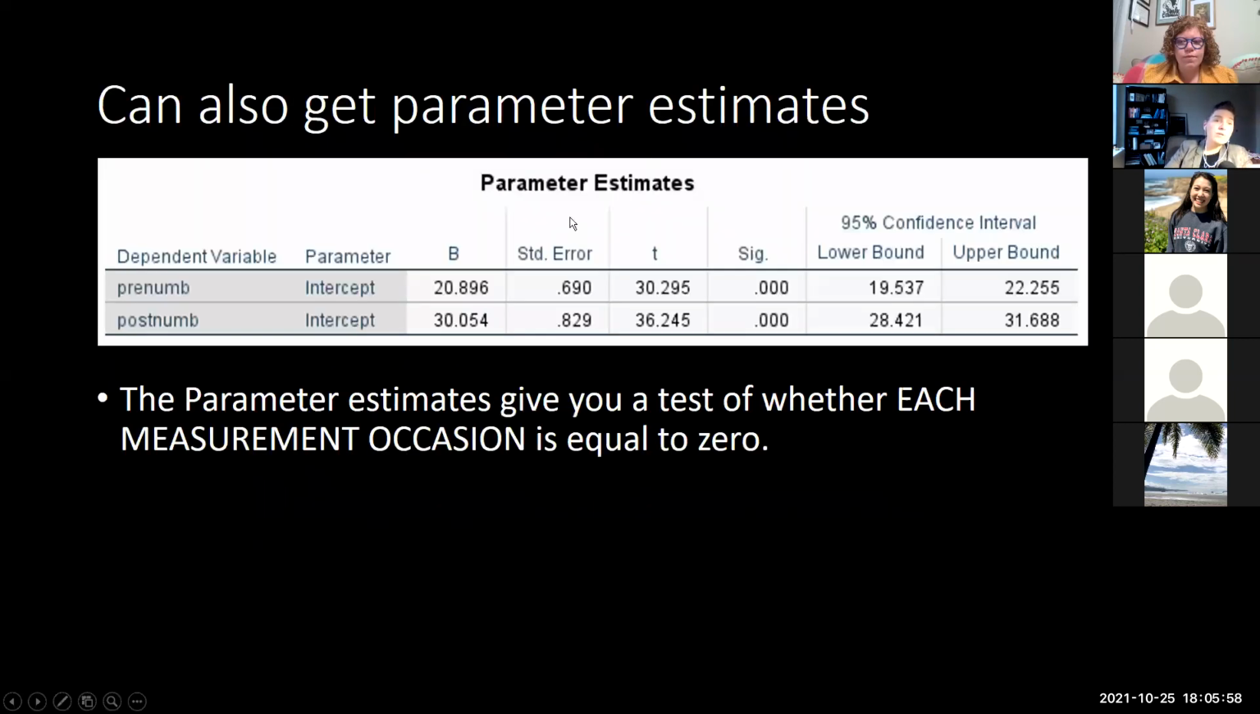We can also get parameter estimates, just like you can for other GLMs. In this case, the parameter estimates is going to give you a test of whether each measurement occasion is equal to 0. So this is telling us that the pre-number is significantly different from 0, and the post number is significantly different from 0.